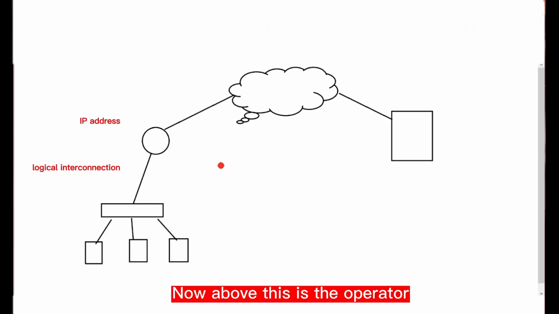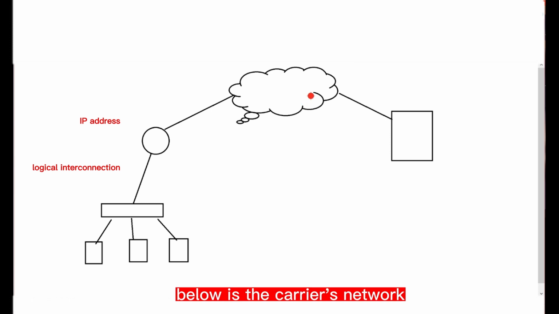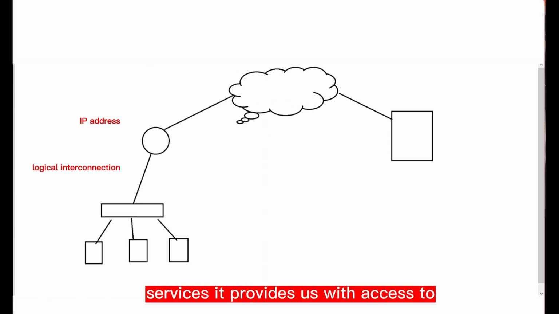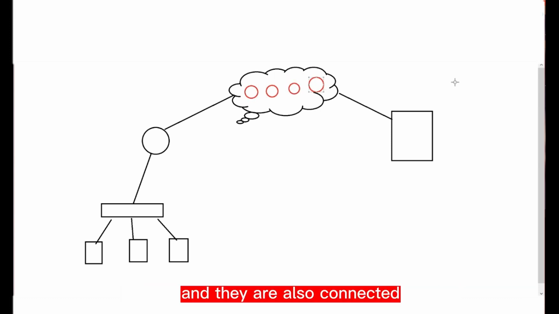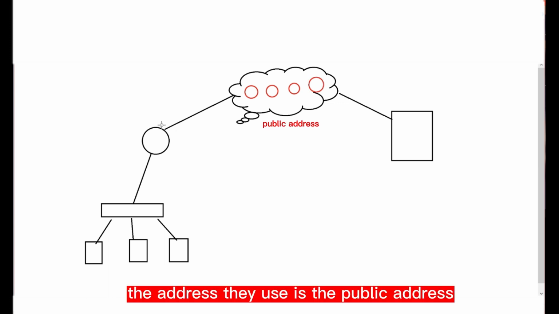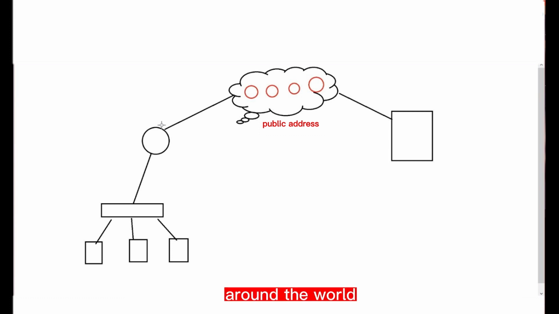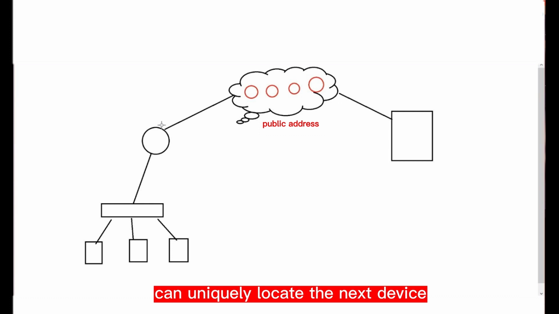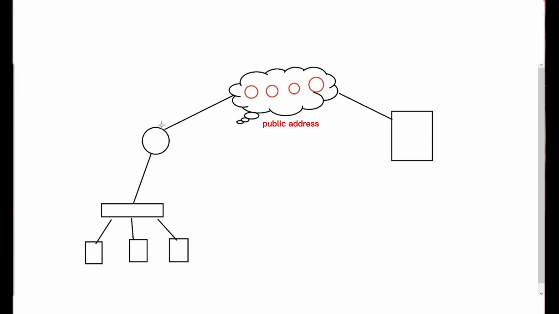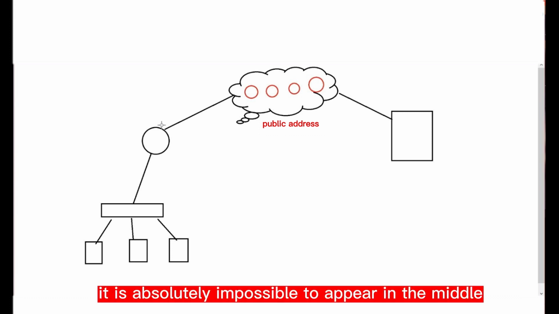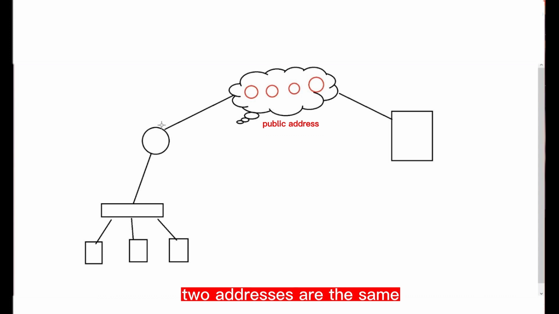Now above this is the operator. Below is the carrier's network, the services it provides us to access. There are also many devices in the operator's network, and they are also connected. The address they use is the public address, because operators want to provide mutual access services around the world. That is to say, all forwarding addresses on the public internet must be able to uniquely locate the next device, because you have to keep querying the next device to forward. It is absolutely impossible for two addresses to be the same in the middle.